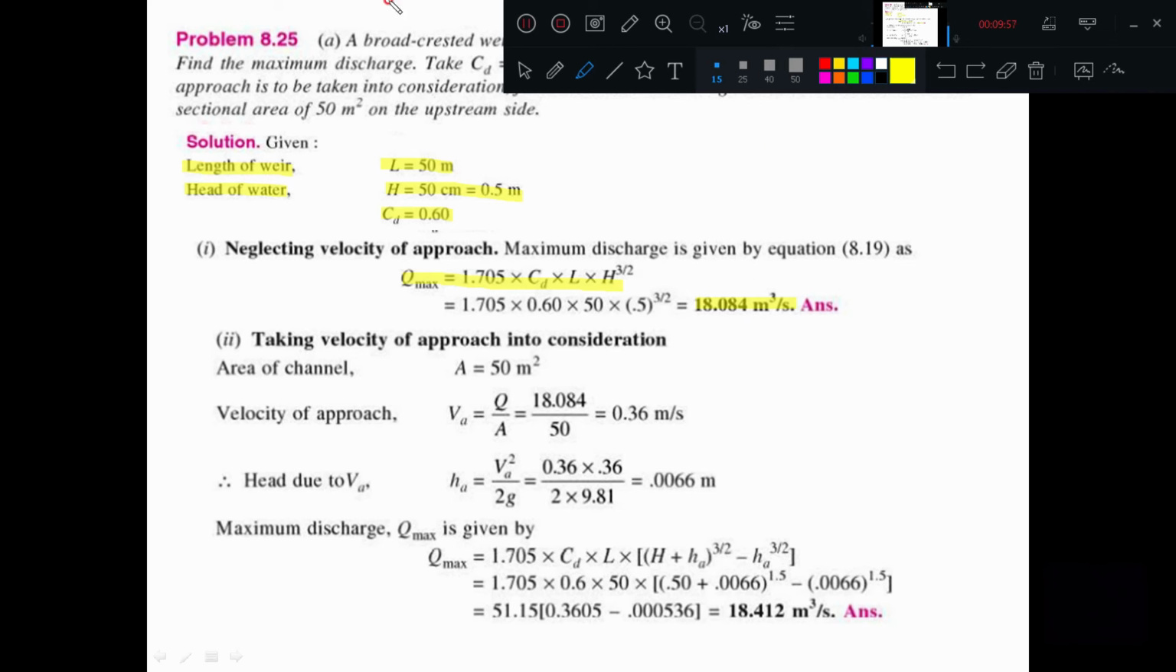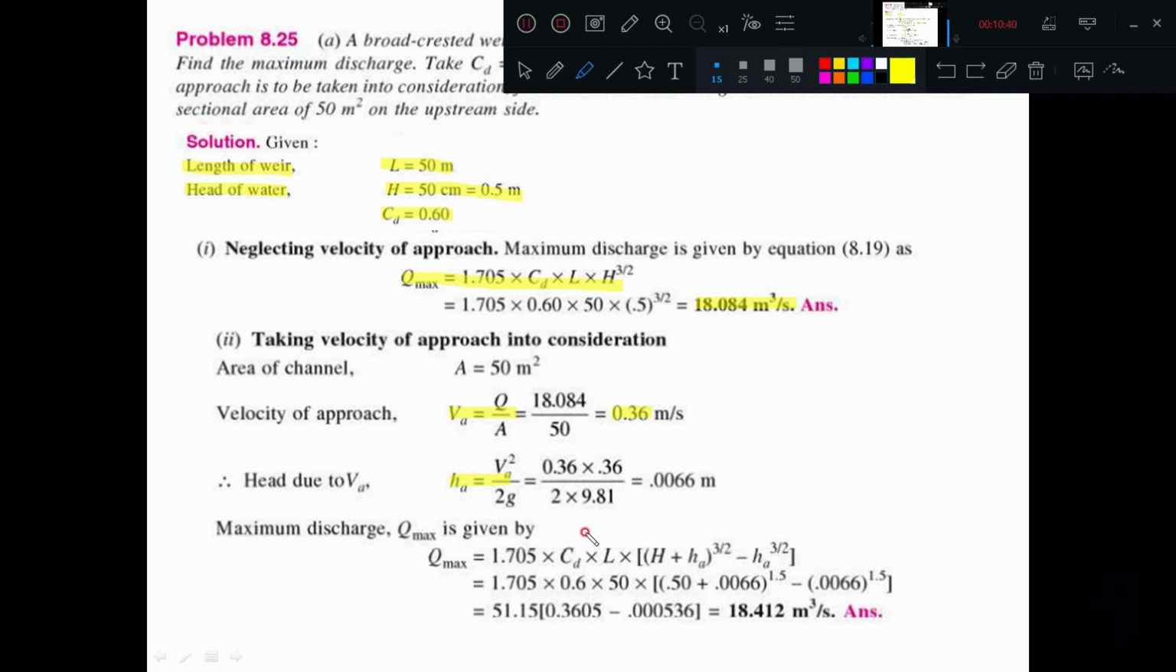If we take into account the velocity of approach also, as we know, the velocity can be calculated by using the formula Q equal to A into V. V becomes Q by A, and area of channel is given as 50 square meter. Calculate the velocity of flow, then we get a velocity of flow this much. Then calculate head due to velocity of approach, that is by using this formula Ha equal to V square by 2G. Substitute all the values, we get the head. So this much additional head we get because of the velocity of approach.